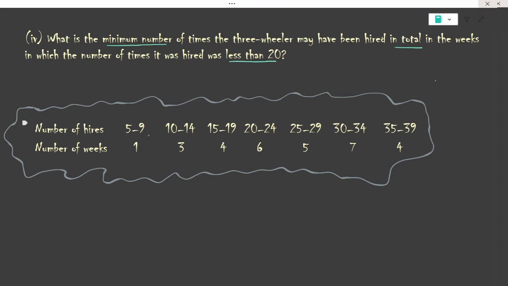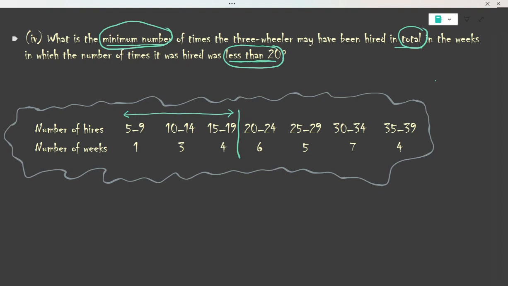Okay, so here I have the frequency distribution. We have the values starting from 5 up to 39. As for this question, we are only considering the values less than 20. So 5 to 9, 10 to 14, 15 to 19. We are just considering values up to here. From here onwards, that is more than 20, therefore we don't consider that. So this is the considered range, less than 20.